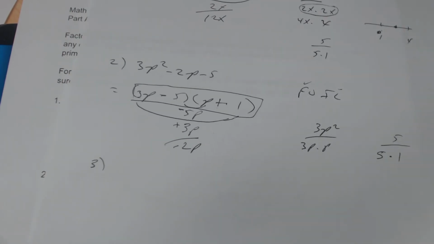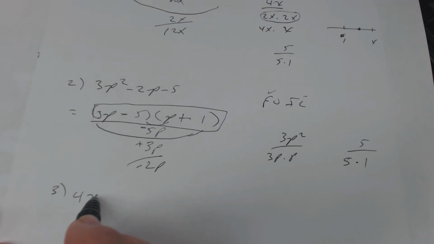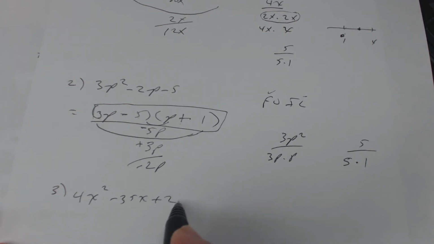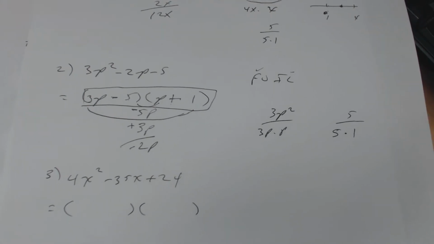All right, number 3, you have 4x squared minus 35x plus 24. So 4x squared minus 25x plus 24. All right, so the GCF again is 1. So I'm going to go directly to two binomials and see what happens.